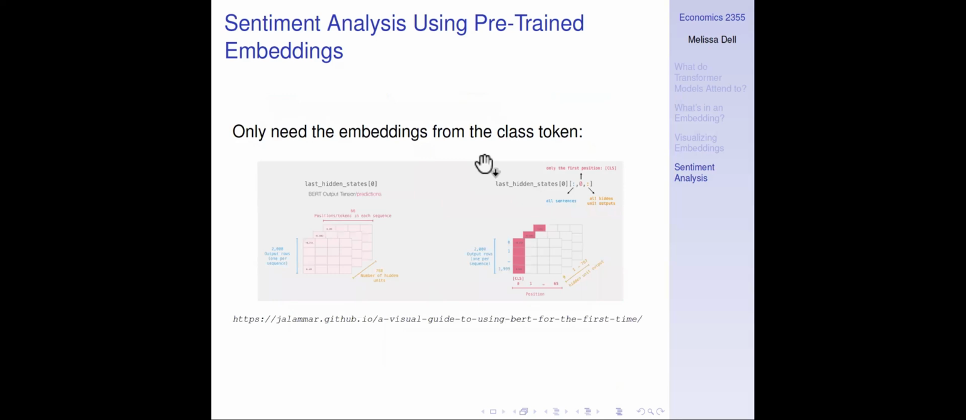And we only need the embeddings from the class token. So you just extract those, and I'm even showing you here the code that you would use to do that. You're taking just the class token, which comes first. That's why that's indexed with 0. And you extract those.